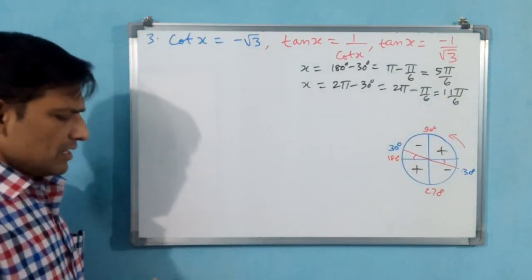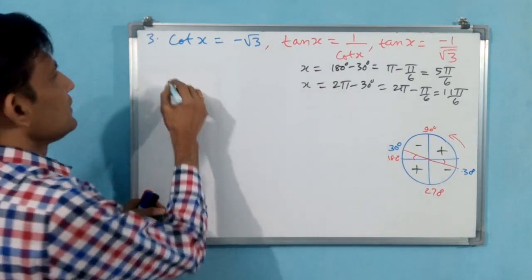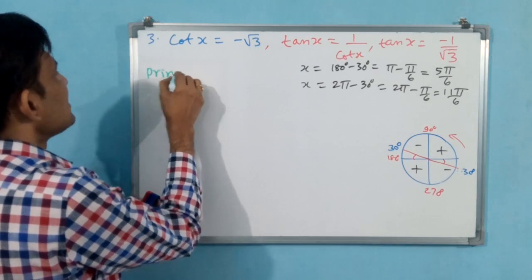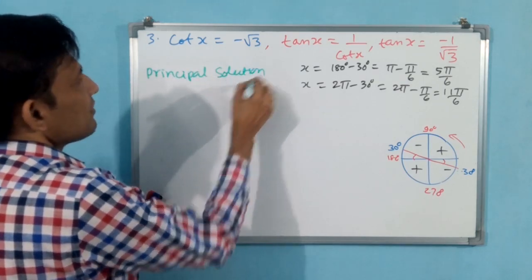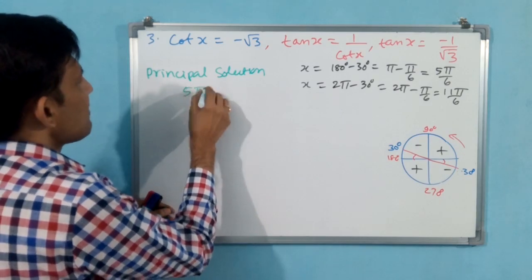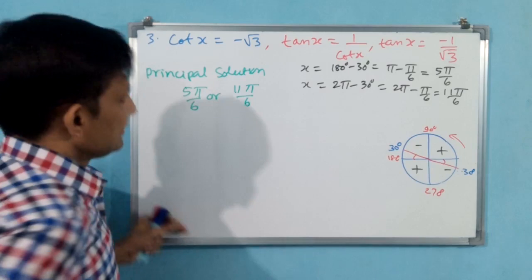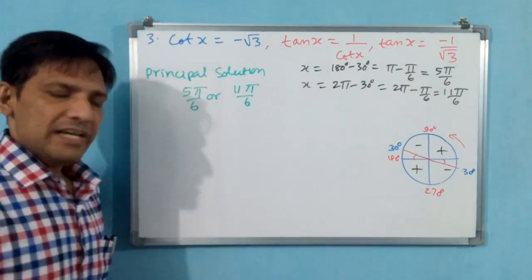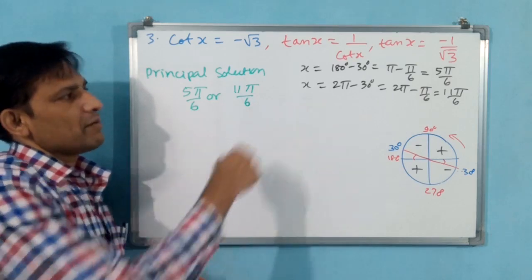Now, directly we write the principal solution. Why? Because we have got two values. Principal solution: 5 pi by 6 or 11 pi by 6. Any angle you can take.